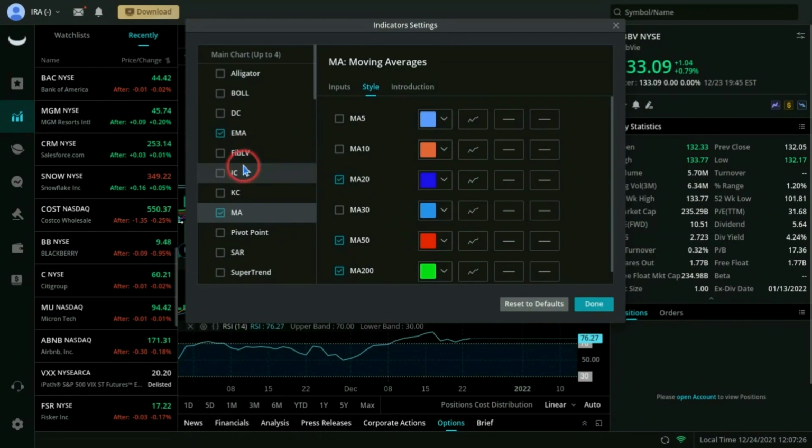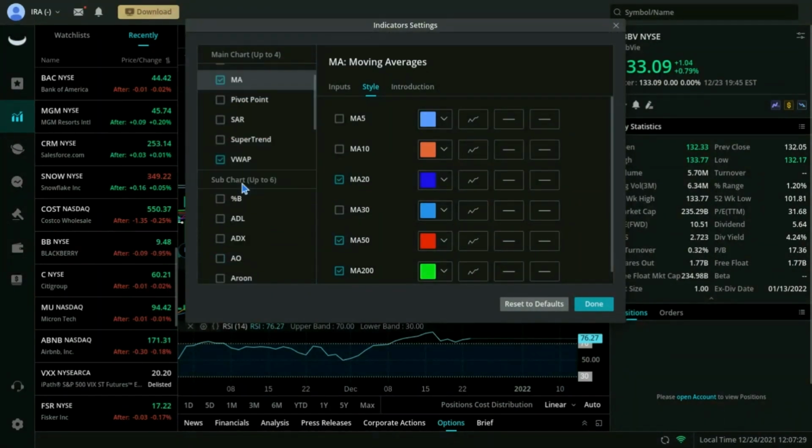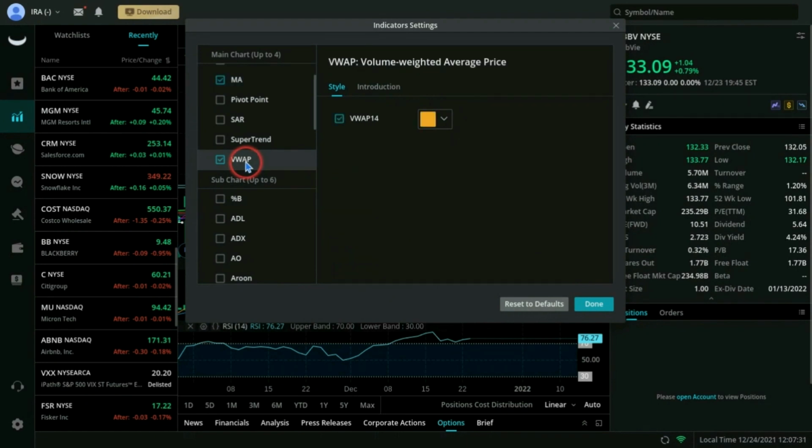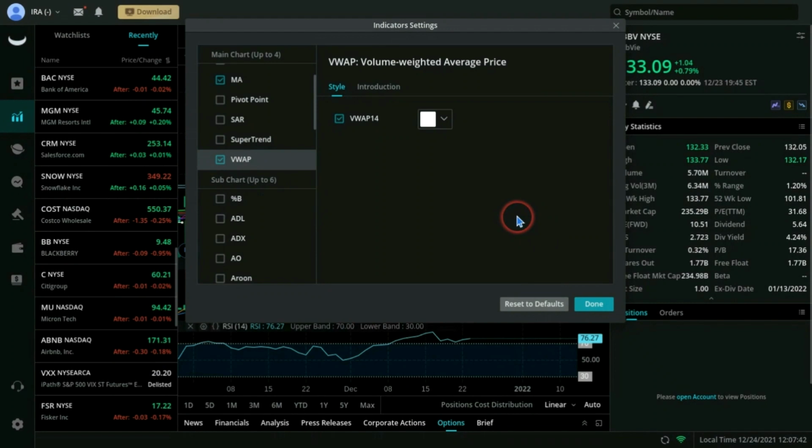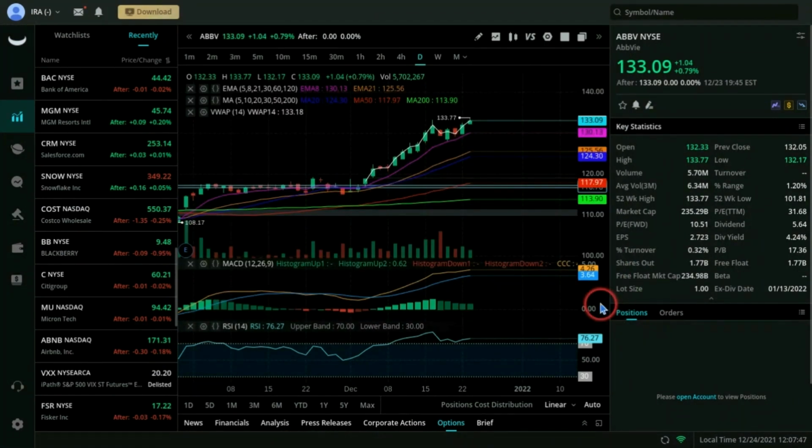Okay. Then we'll come back over here to the left side, scroll down a bit. Select Vwap. I'm going to change our Vwap to white. Okay, we got that done. Select done. Boom. Now we have our indicators on the chart. We have our EMA and MAs, as you can see, color coded. This right here is your MACD indicator, and down below right here is your RSI indicator.